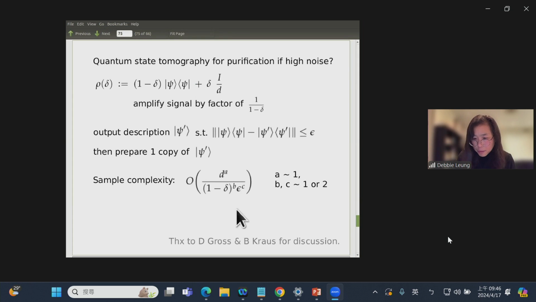If you want it to be streaming, you want to measure copy by copy, D will be raised to the power 2, not 1. But otherwise, the exponent for all these parameters is either 1 or 2. It is quite gentle for state tomography.